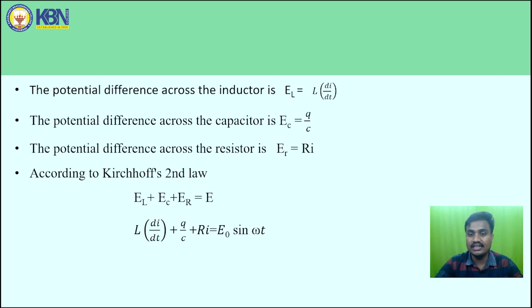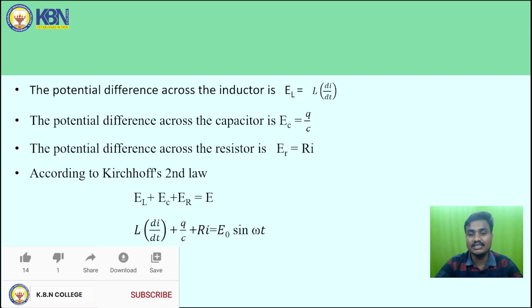Here we can see that L is the coefficient of self-induction, I is the current passing through the circuit, Q is the charge between the plates of the capacitor, C is the capacitance of the capacitor, and R is the resistance of the resistor. By using Kirchhoff's second law, we can say that E_L plus E_C plus E_R, the potential differences across the inductor, capacitor and resistor, is equal to the total potential difference E. By substituting them we get the relation.